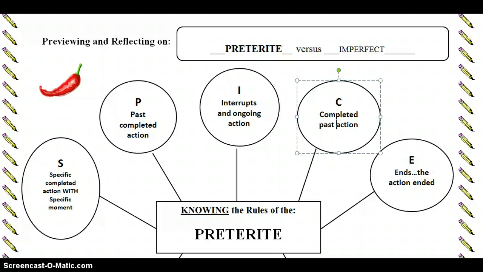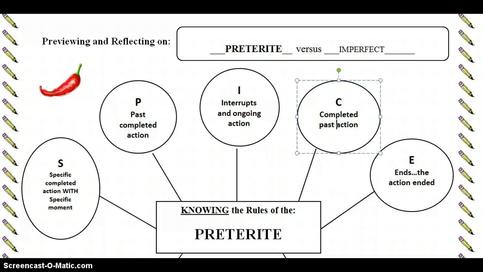So here we have an acronym, SPICE. Take a look at the left, and we start with the S. The S is for a specific completed action with a specific moment in time indicated. For example, yesterday I studied. Last week I ate at Olive Garden. Those are very specific completed actions with a specific moment in time indicated, yesterday or last week.